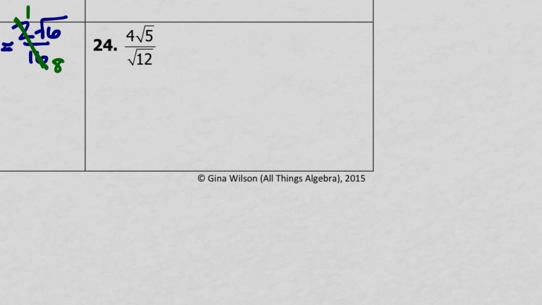Okay. So, let's get rid of that square root of 12 in the denominator. We've got to rationalize it. So, I'm going to multiply by square root of 12 over square root of 12. All right. So, my numerator becomes, it has a 4 out front, and then I have square root of 5 times square root of 12, which 5 times 12 is 60. So I have square root of 60. And then in the denominator, square root of 12 times square root of 12 is square root of 144, which is 12.